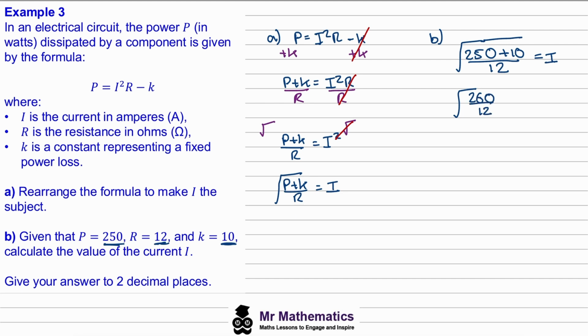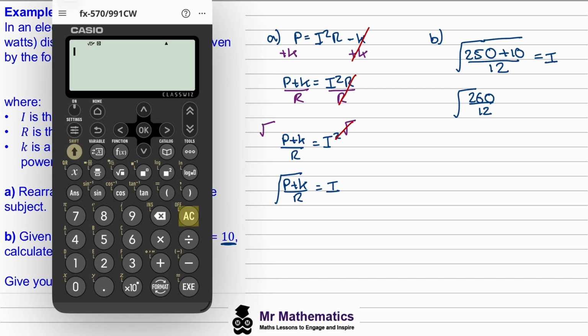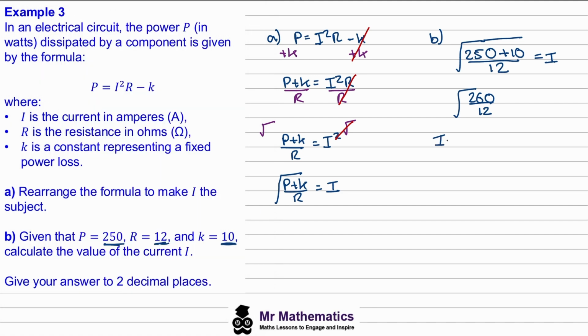And then on our calculators, we want the square root of 260 divided by 12. Convert that to a decimal. And to 2 decimal places, we get 4.65. So I is 4.65, and we're told the unit is amperes, A, and that's to 2 decimal places. Okay? Let's try the exam style question.